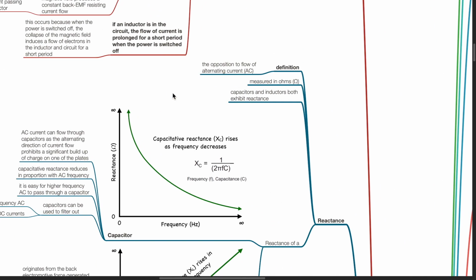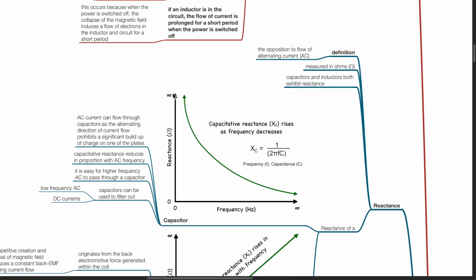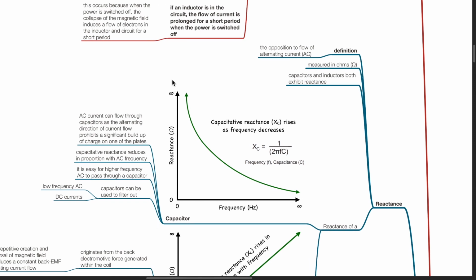Reactance. The definition is the opposition to flow of alternating current. It is measured in ohms. Capacitors and inductors both exhibit reactance.